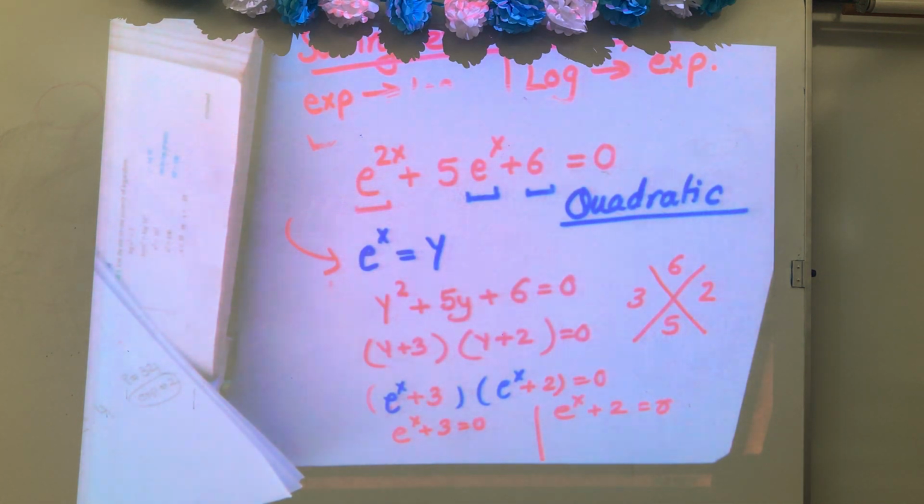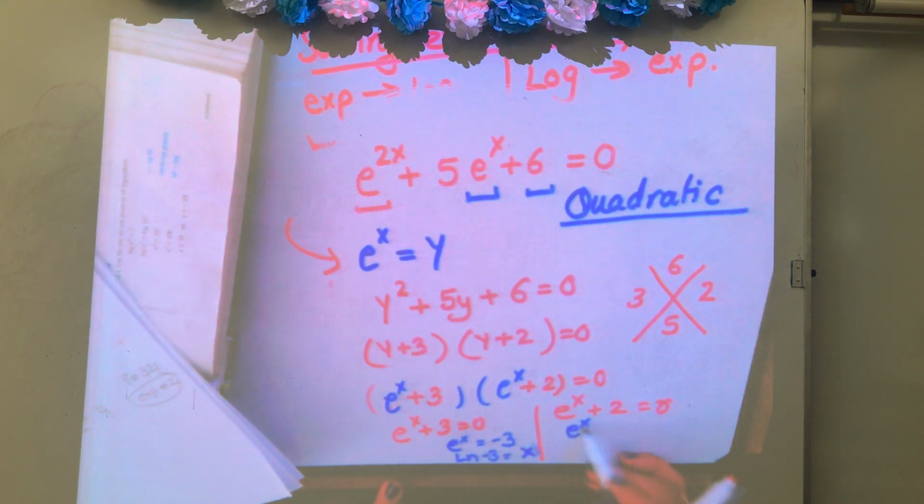So how do we solve exponential? You need to isolate and switch. This becomes e to the x is equal to -3. Switch. ln of -3 is equal to x. My bad, this is x.